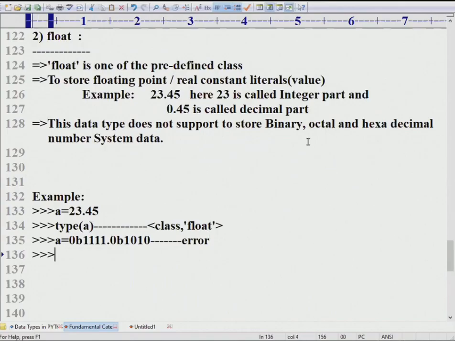Not only that, A is equal to 0xAB.0xFACE error.